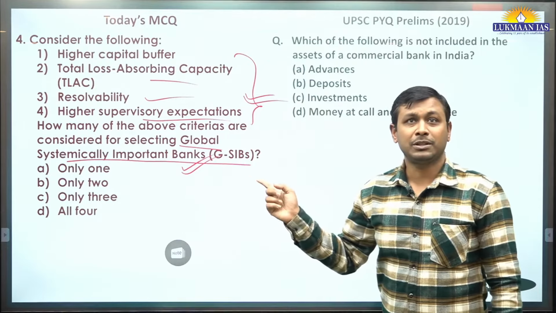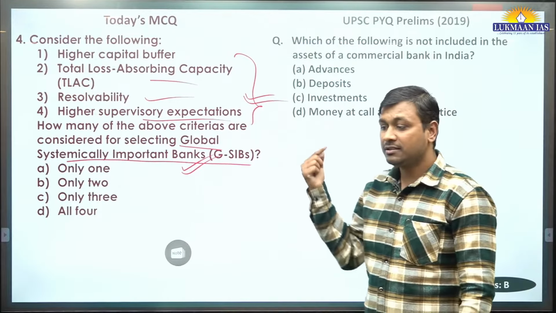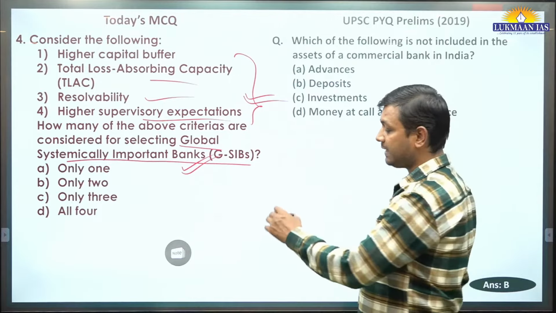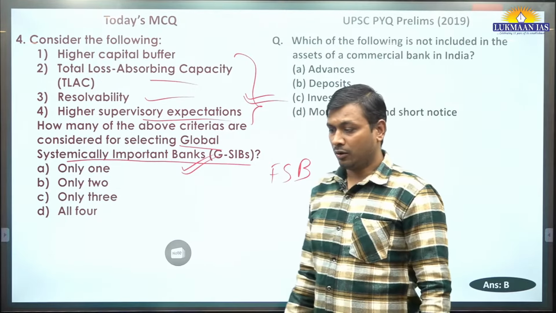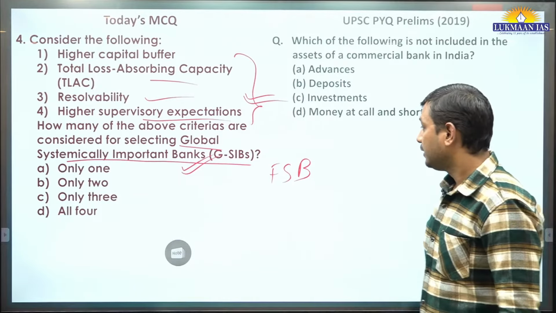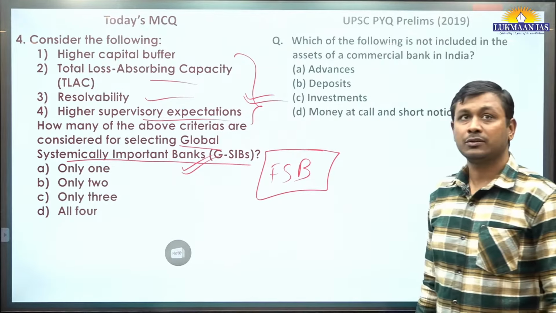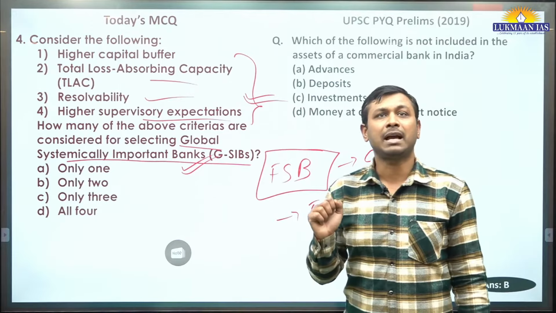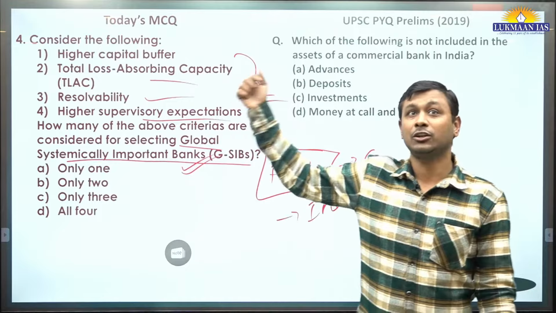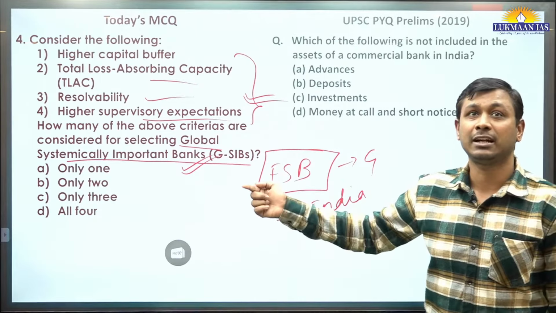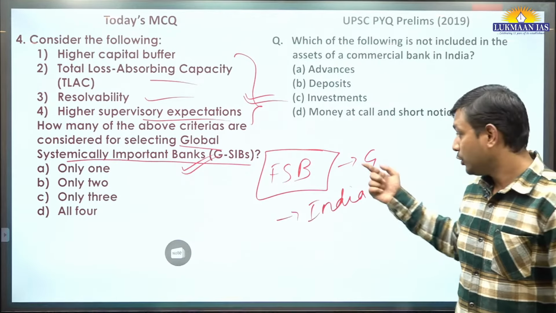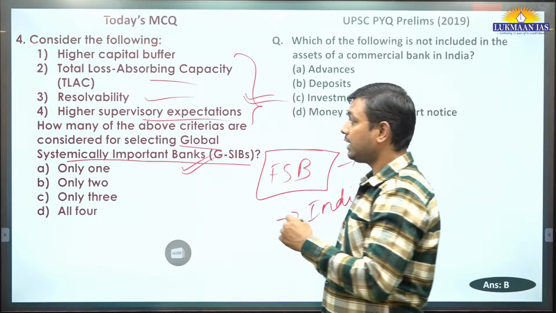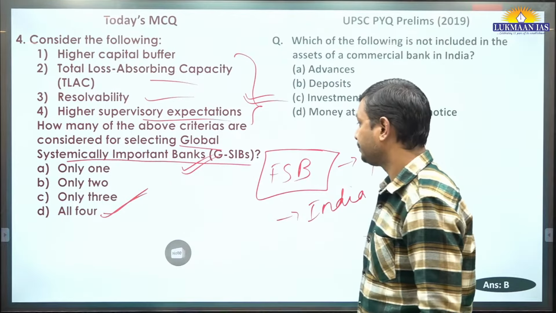Now apart from this question, what are the extra things you need to do? Which institution gives this tag, or who selects this, apart from the parameters? Basically it is the Financial Stability Board which gives the criteria. So you study about the Financial Stability Board. This is at the global level. Similarly, in India we also have domestic systemically important banks and institutions. After studying the global institution, you study the domestic one: who gives the criteria, what the criteria and parameters are, who selects, and what the names of the institutions are. That way, try to cover this topic comprehensively at both the global and domestic levels. Now here the answer is option D. All four are correct. So in that way, study this.